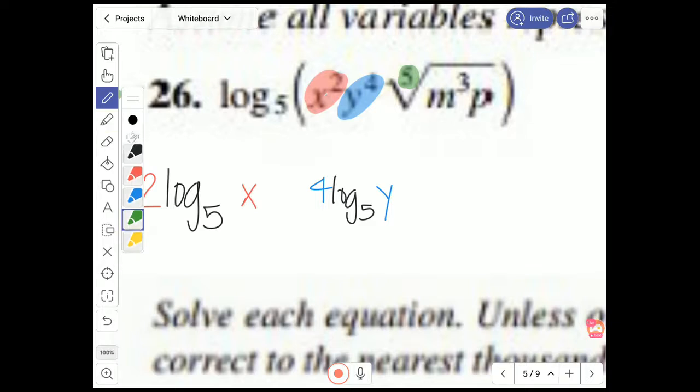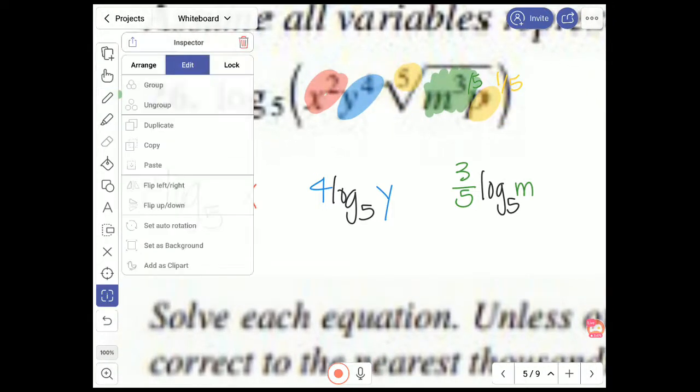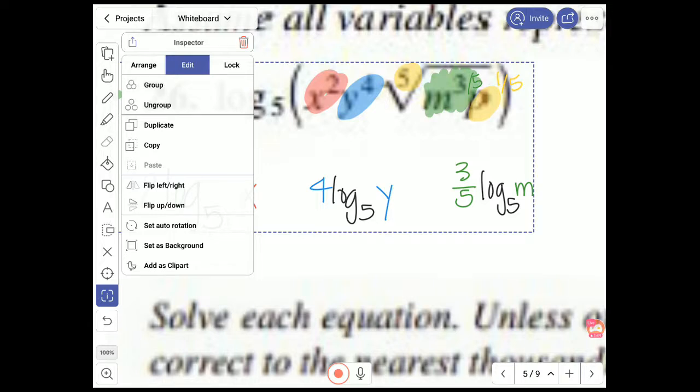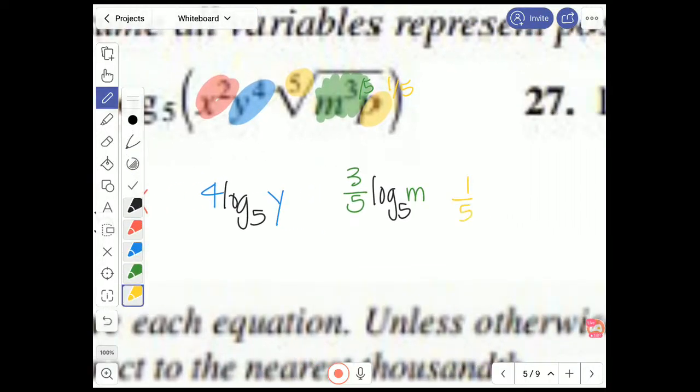So remember, my roots become my denominators. So really this becomes m cubed, or sorry, m to the 3/5 power. So that's going to be 3/5 log base 5 of m. And then I have my p here, but it's also inside that root. So that means that my denominator of this exponent is going to be a 5. So that's p to the 1/5 power. So I'll have a coefficient. So I'll have 1/5 log base 5 of p.